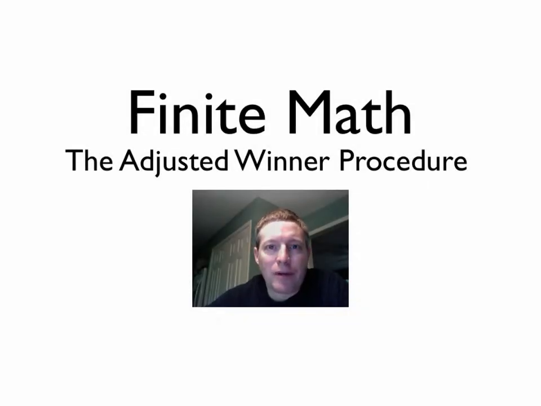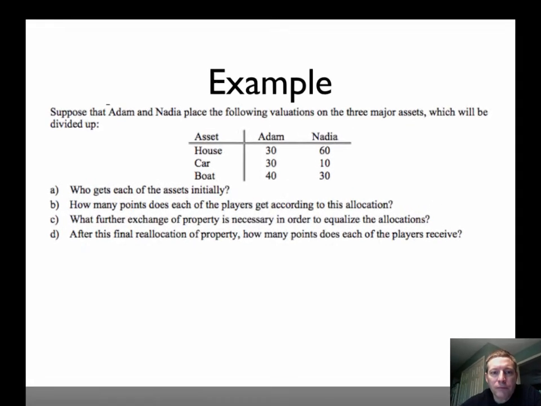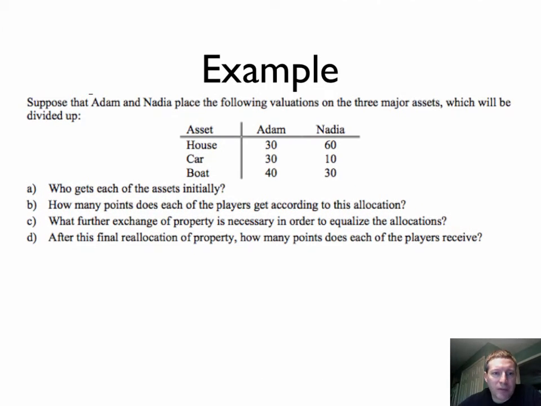Today I'm going to be walking you through the adjusted winner procedure. We will start with this example with Adam and Nadia. We have two people that are dividing three assets, a house, car, and a boat. And so these are the common questions that are asked, and these are really pretty much the steps that you would take as you go through the adjusted winner procedure.